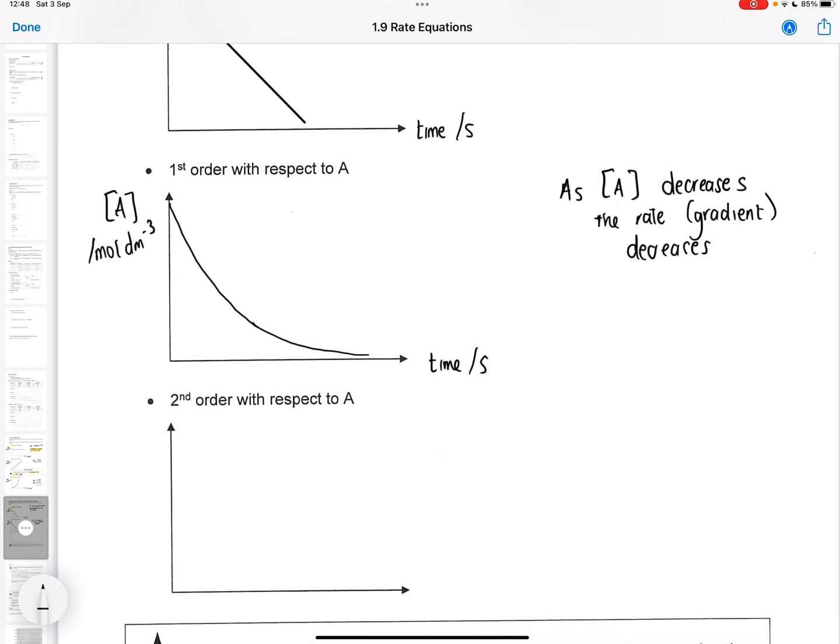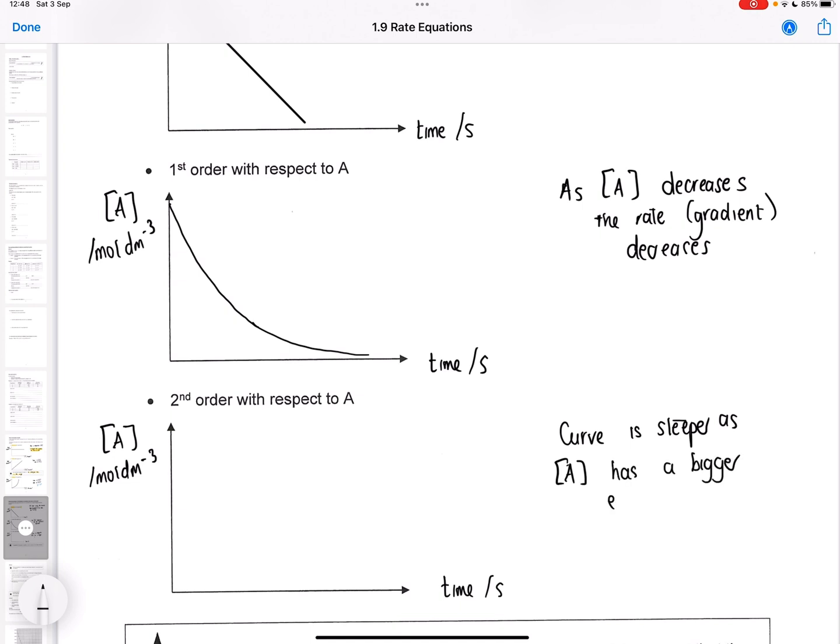If our graph is second order with respect to A, then what we know for a second order reaction is that the concentration has a bigger effect on rate. So our curve is going to be steeper at the start because concentration has a bigger effect on rate. So we'll just write that little note on rate, remembering that rate's the gradient, so it's going to start off steeper. And if we were to measure the half-lives on this one, we would find that they would increase because they would be very short at the beginning and they would get bigger as time went on.